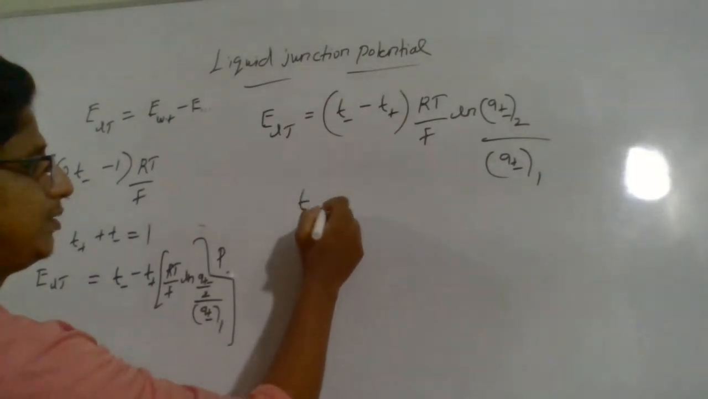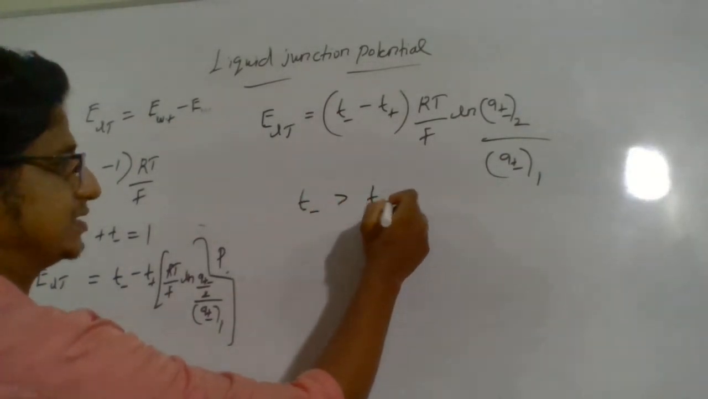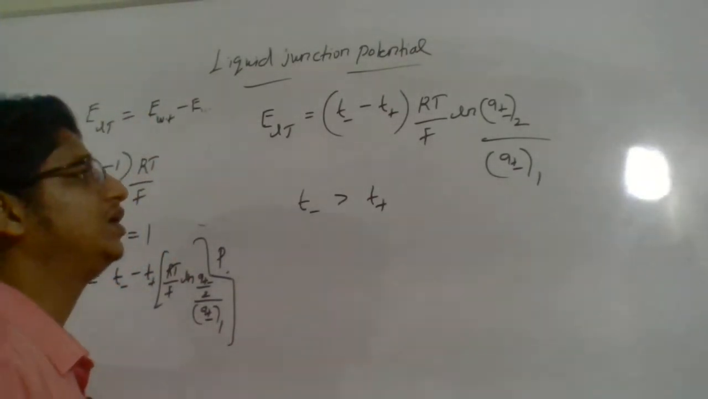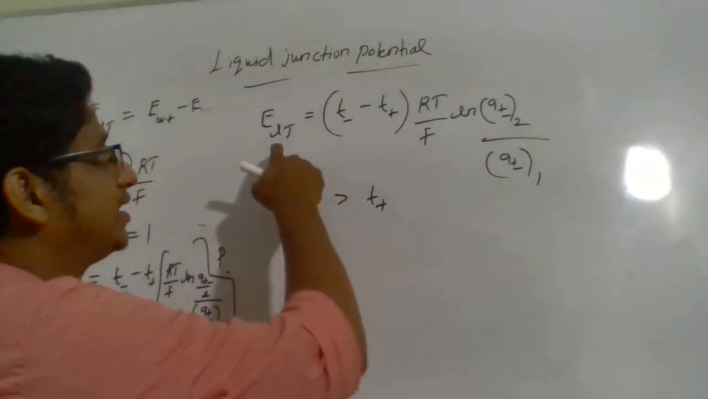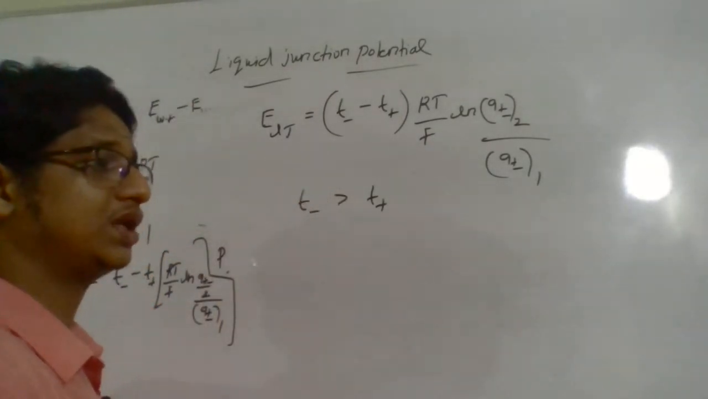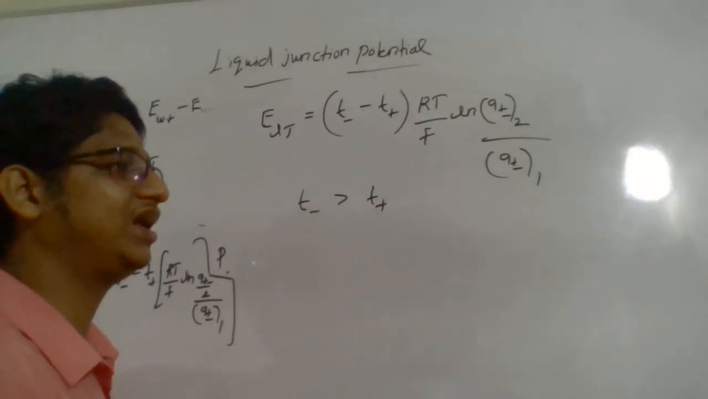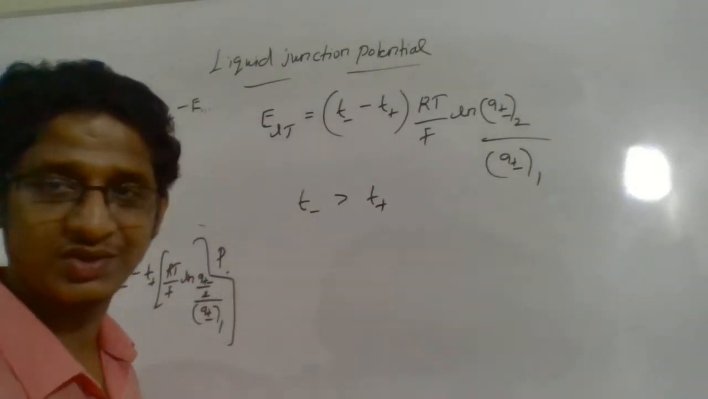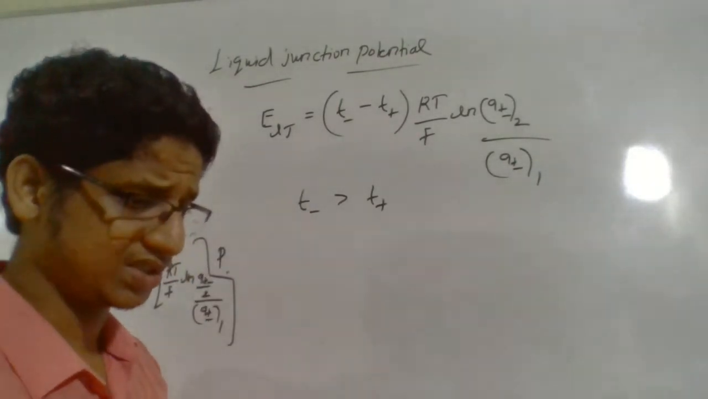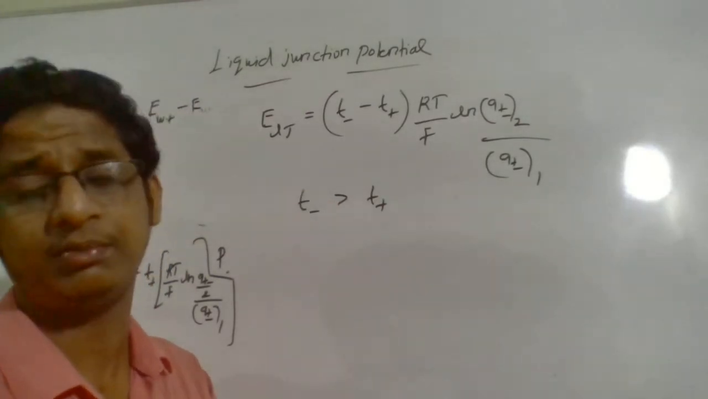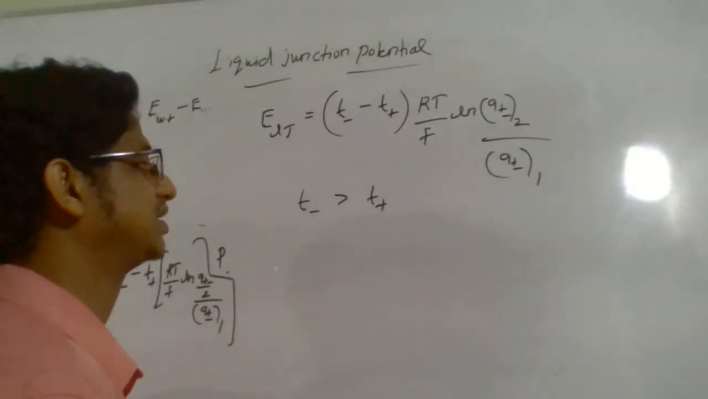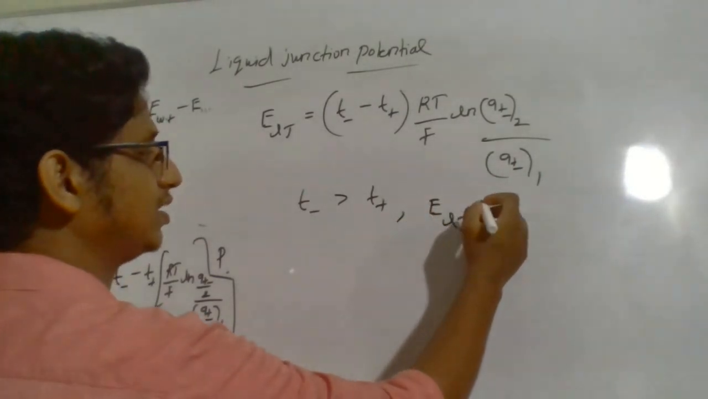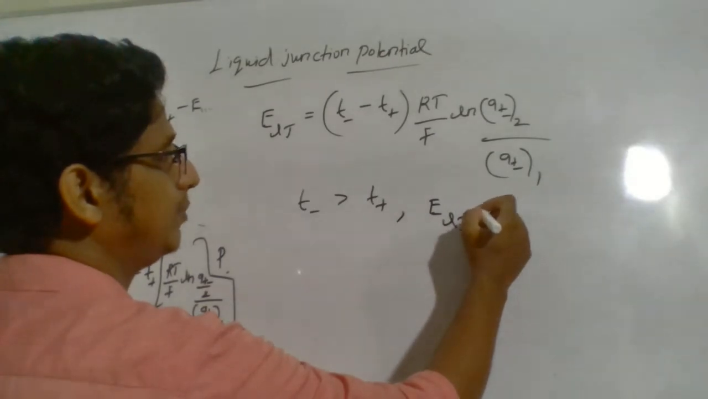If t- is greater than t+, this is the case where the transport number of the anion is greater than the transport number of the cation. In such cases, you will see the liquid junction potential will be positive. So the total EMF of the cell will be more than the actual EMF due to the contribution of the liquid junction. So you can see the liquid junction potential actually depends on the transport number of cation and anion. Just a key point you can remember. So here the liquid junction potential will be positive.